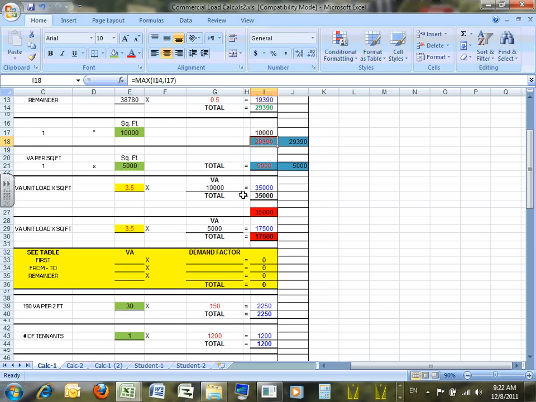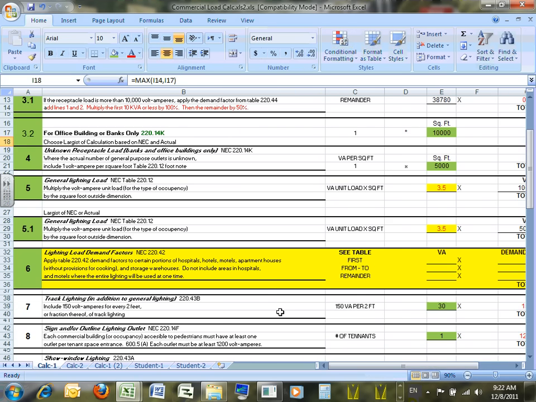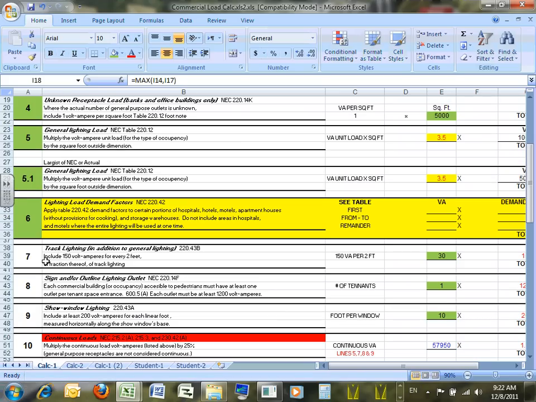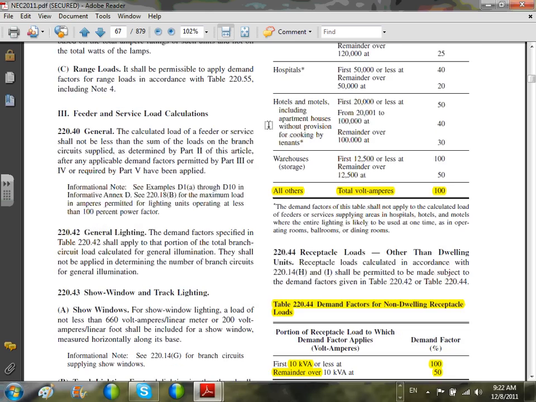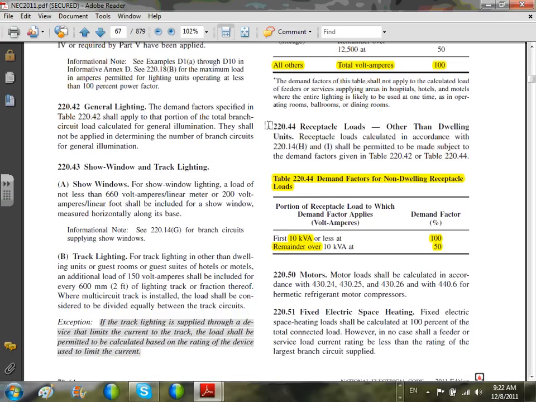No derating for the lights. Track lights. Now let's go to 220.43(B) and see. It says for track lights, 150 volt-amps for every 2 feet. Can you guys go to 220.43(B)? There you go.